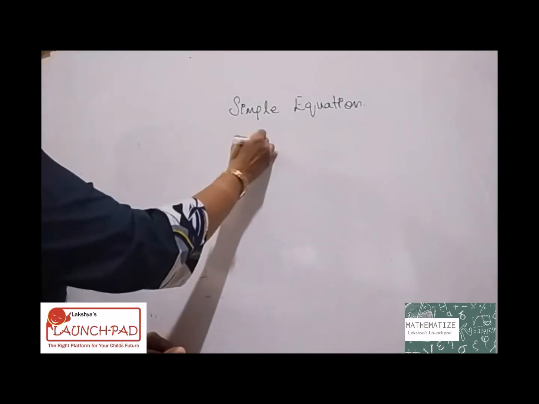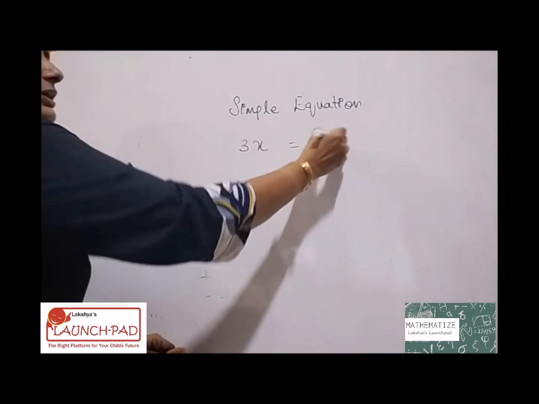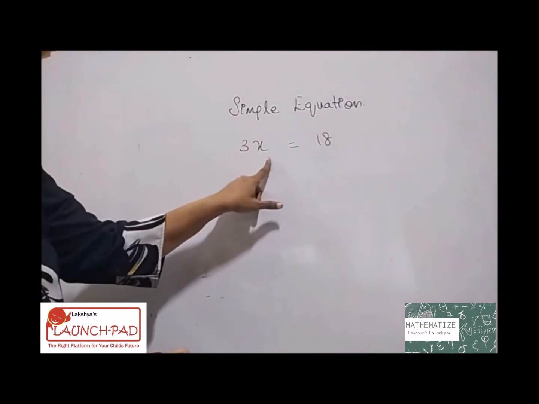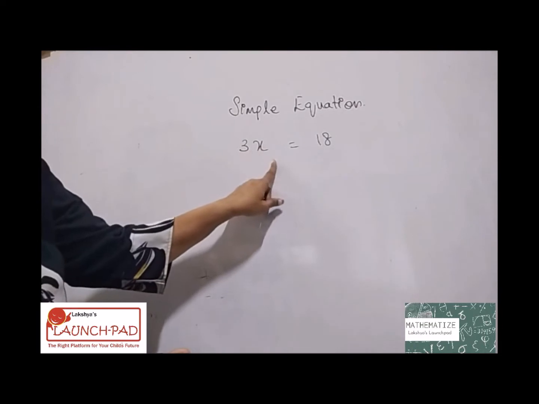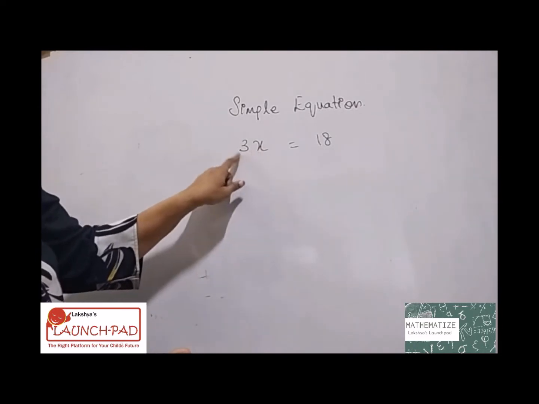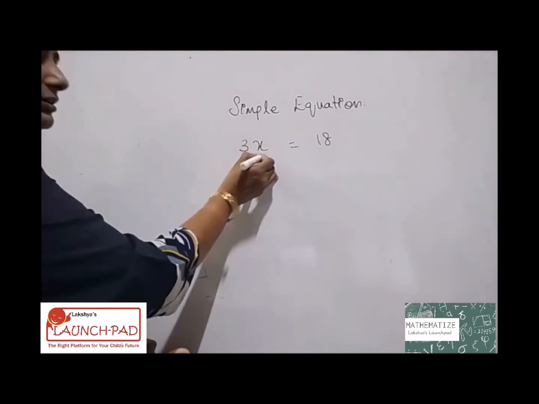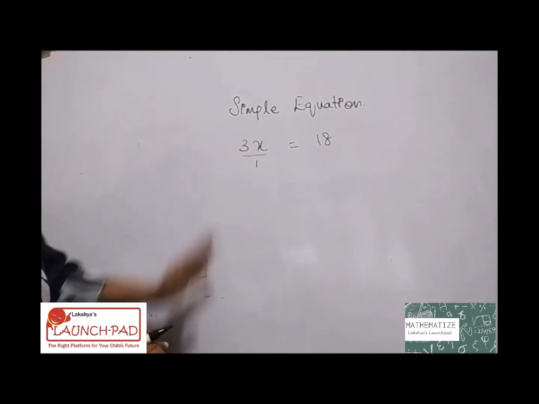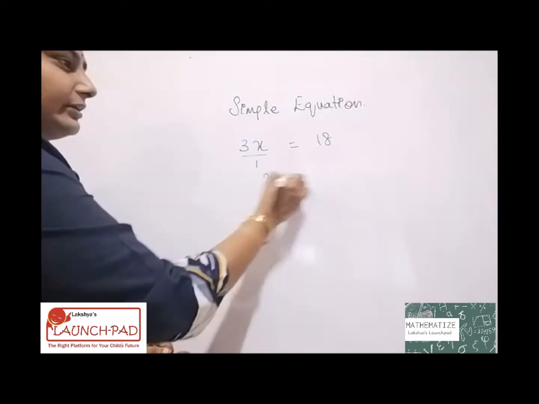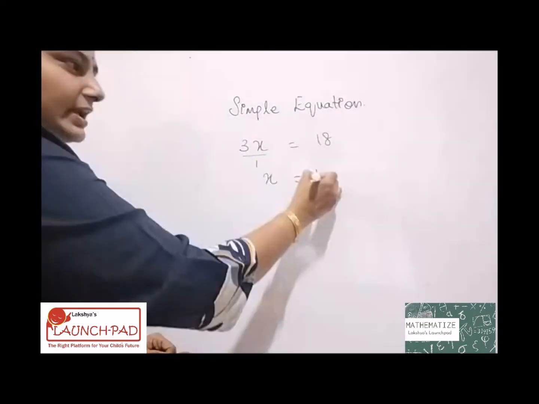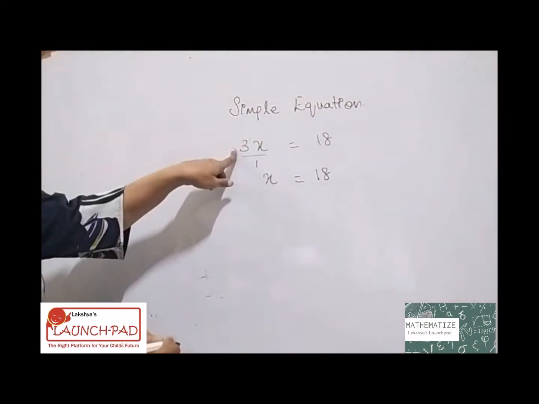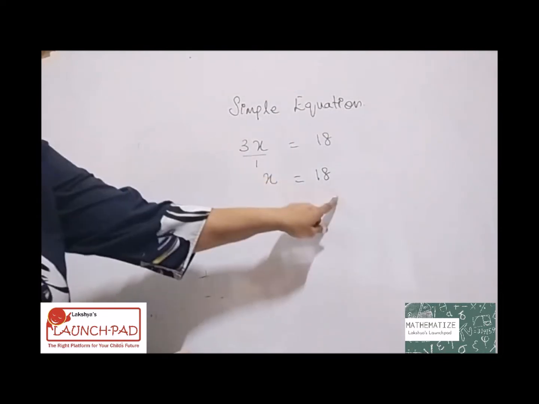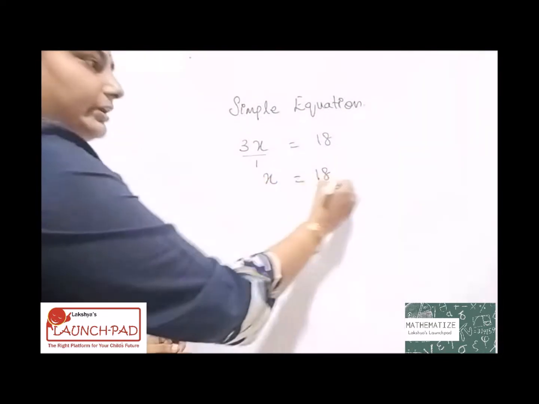Okay. 3x is equal to 18. Now there is no symbol in between. This represents multiplication, 3 into x. So what happens? This 3 is in the numerator, considering it is over 1. Keeping the variable here, 18 is as it is, this 3 multiplication becomes division, or numerator becomes denominator. 18 by 3.